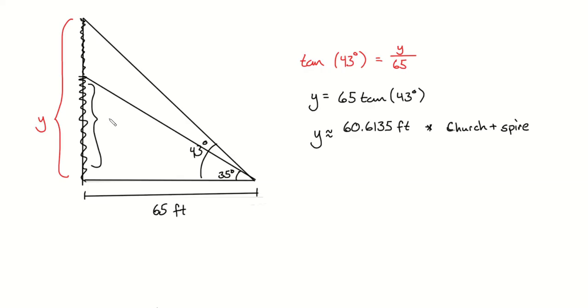We could call it Y again, but it could be misleading. C is a natural choice for me. Why C? It's the church. Cool. So if we take this angle, I have the opposite side is the height of the church and the adjacent. And let's knock it out.